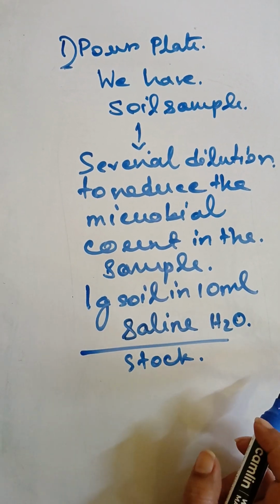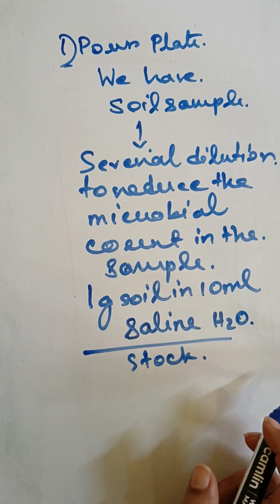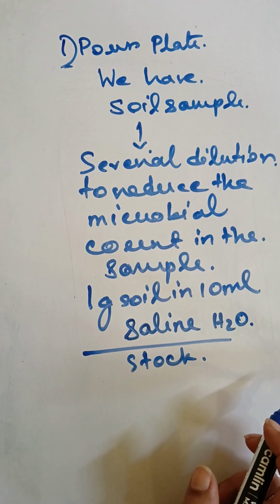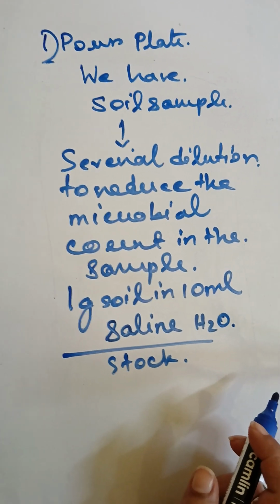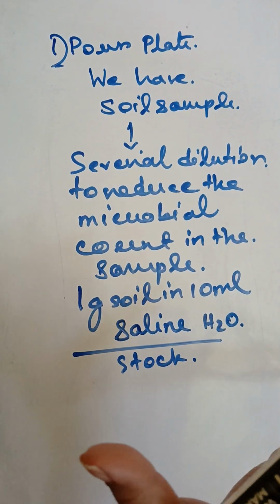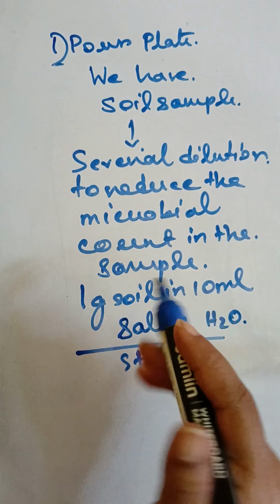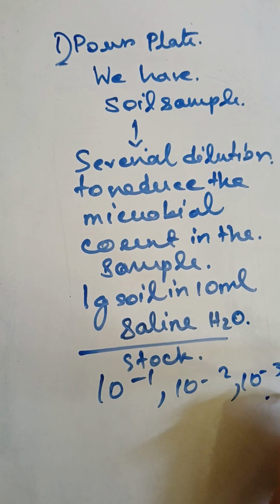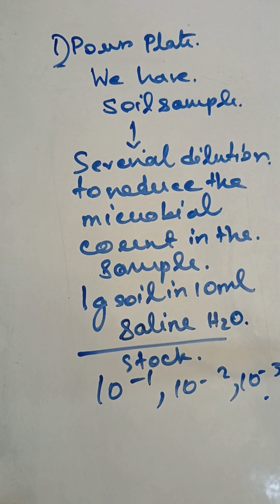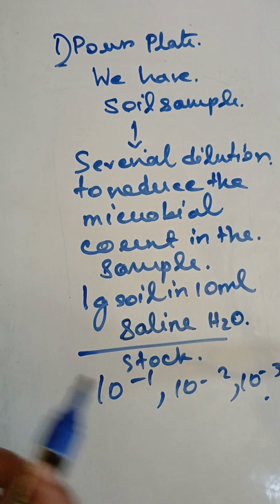If we plate this one, it will give rise to different types of bacteria, but they are in huge numbers, so we can't calculate or count them. So if we want to get a proper number of the colonies present in this soil sample, we have to dilute the sample, like 10 to the power minus 1 dilution, 10 to the power minus 2 dilution, 10 to the power minus 3 dilution, and so on. Then only we can get a proper count of the bacterial colonies.